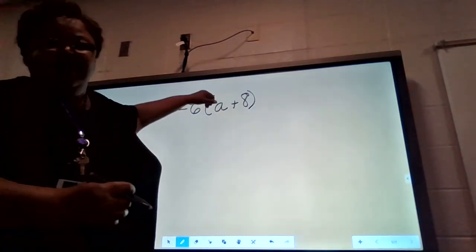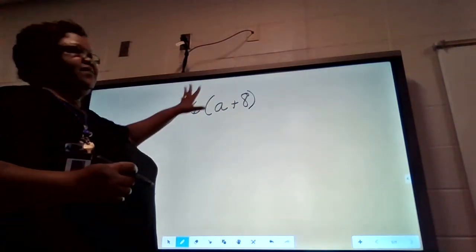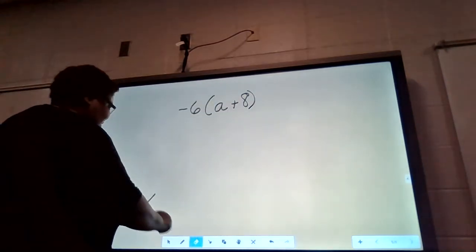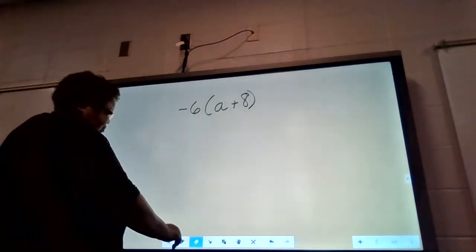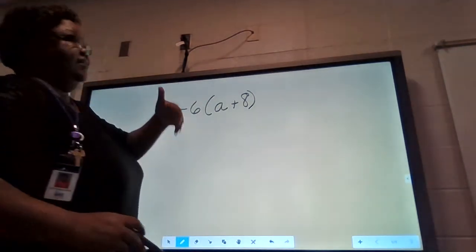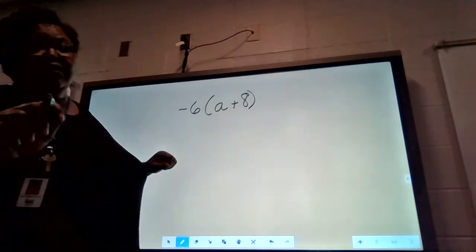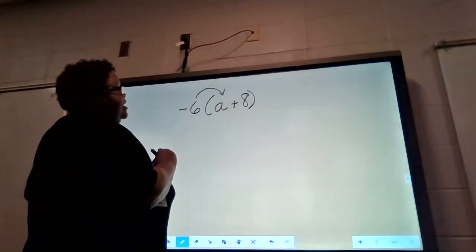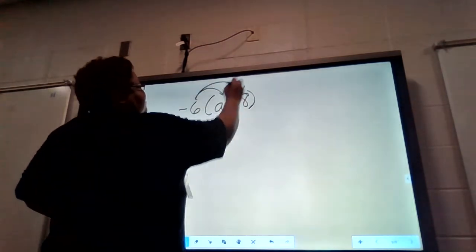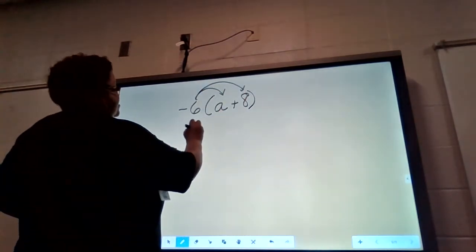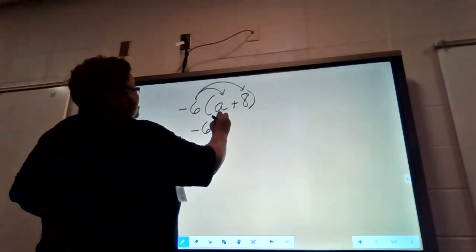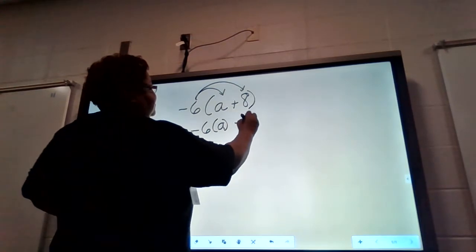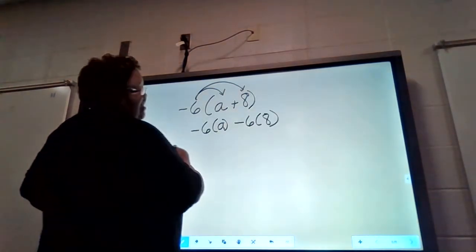Okay, so this negative 6 on the outside of the parentheses means I'm going to multiply everything in that parentheses by negative 6. Sometimes you'll hear me refer to it as "roll it into it." Now, every student that I have taught distributive property does this. So we're going to multiply a negative 6 times a, and then a negative 6 times 8. So I'm going to expand it out first: a negative 6 times a, and a negative 6 times 8.